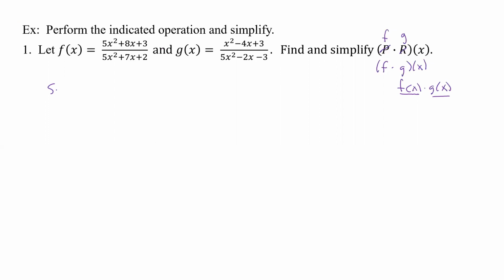So let's rewrite it as the whole thing: (5x squared plus 8x plus 3) over (5x squared plus 7x plus 2), times (x squared minus 4x plus 3) over (5x squared minus 2x minus 3). All right. What do we need to do now? Well, what we have to do is factor. So I'm just going to do it below because it's going to be easier to see. So I'll have a 5x and x and a 3 and a 1.